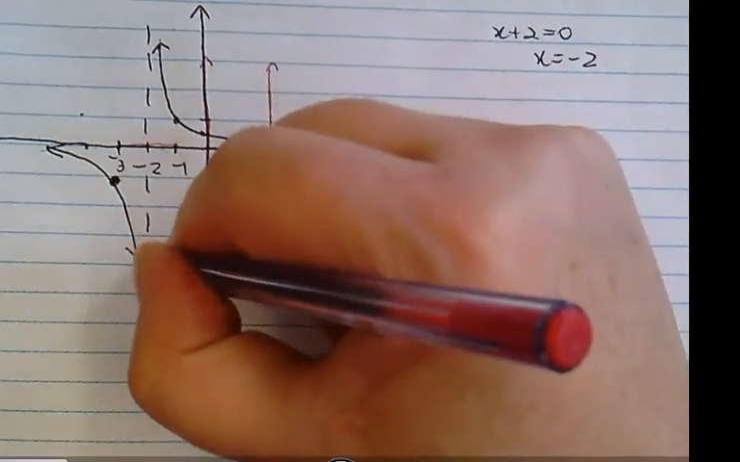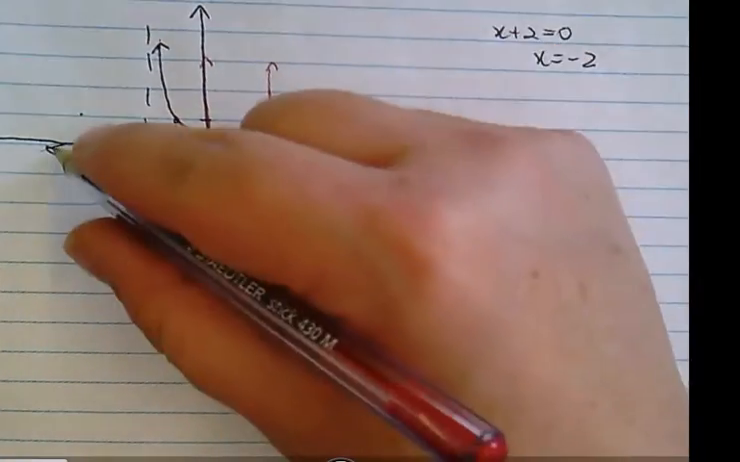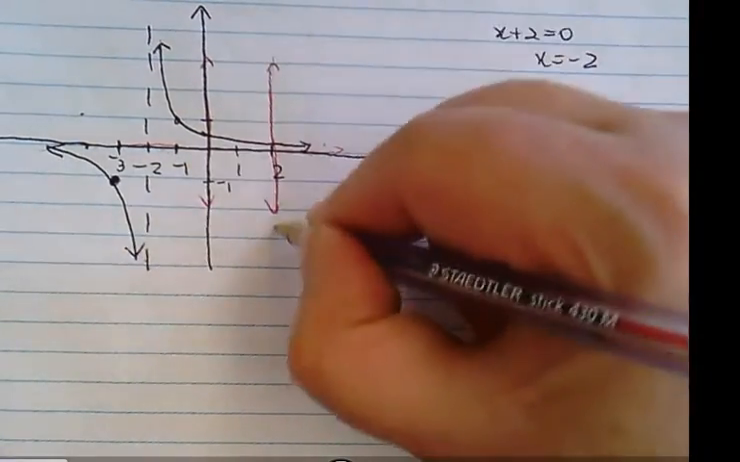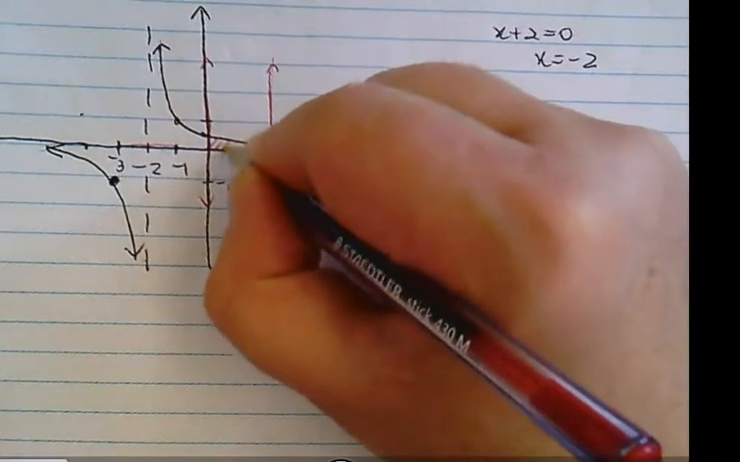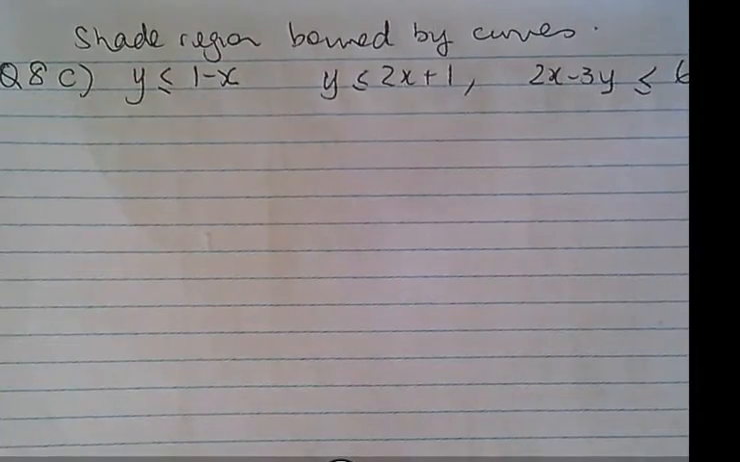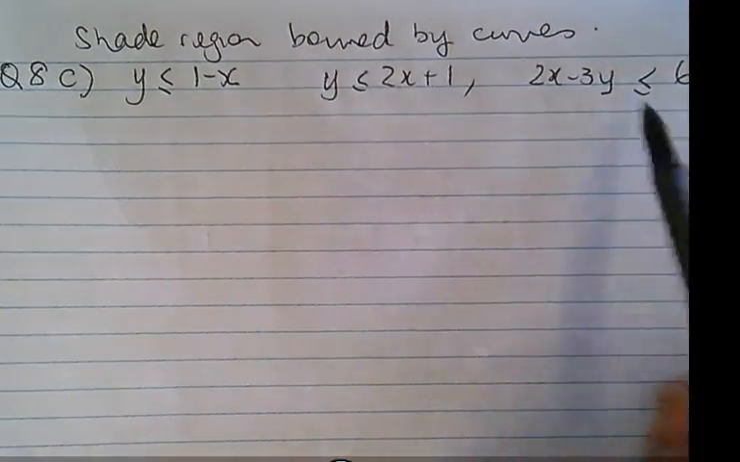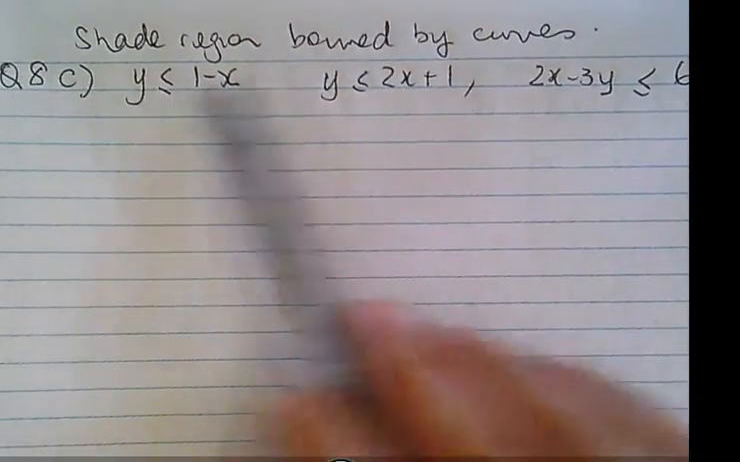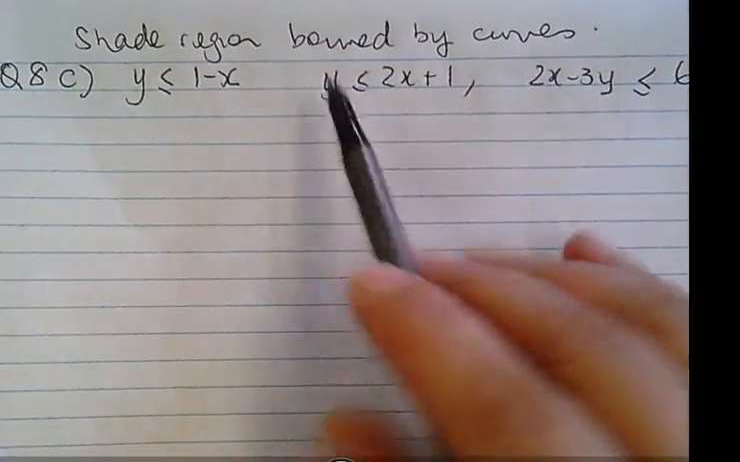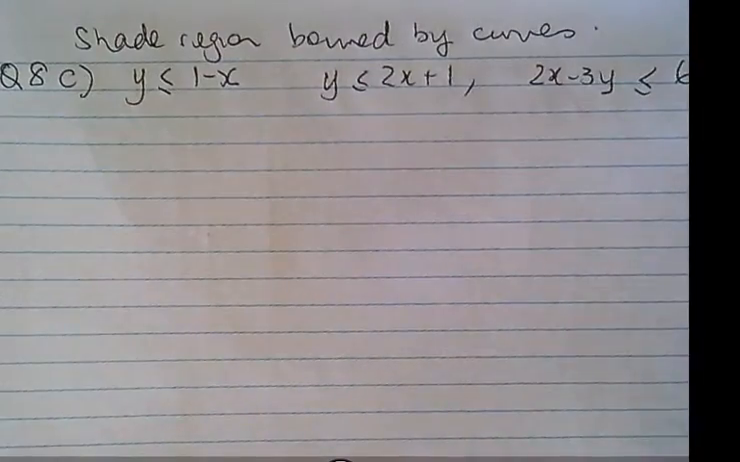I mean, the curve's over there as well, but it's nowhere near x is 0 and 2. X is 0, x is 2, and the x-axis, it's in here. Okay? So shade the region bounded by these curves. So they're all inequalities, okay? So shade the region bounded by these three inequalities.